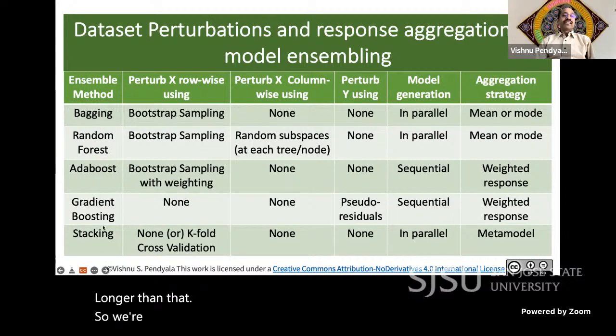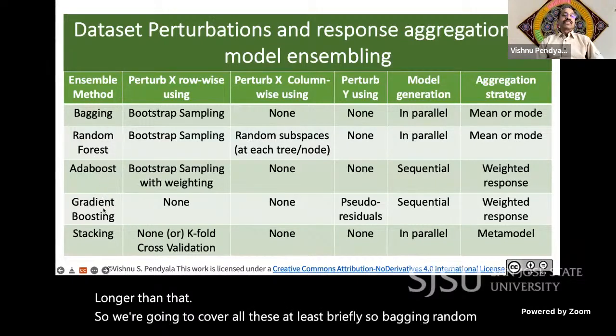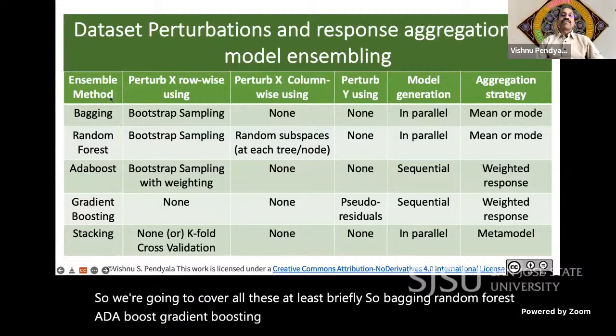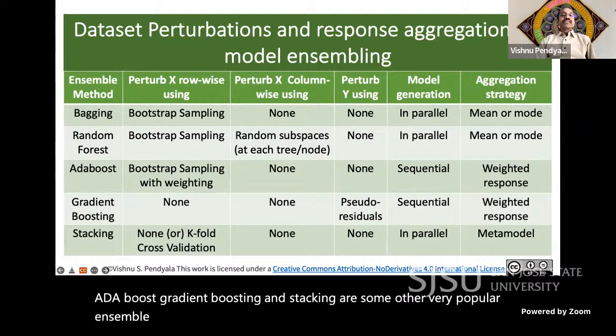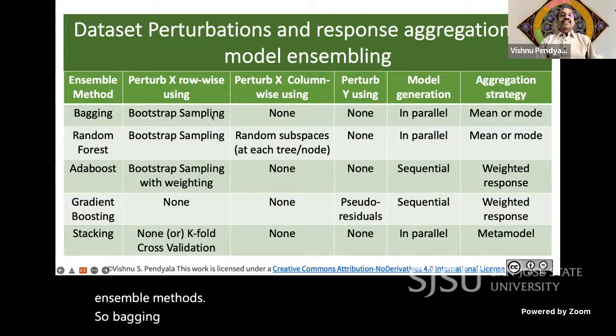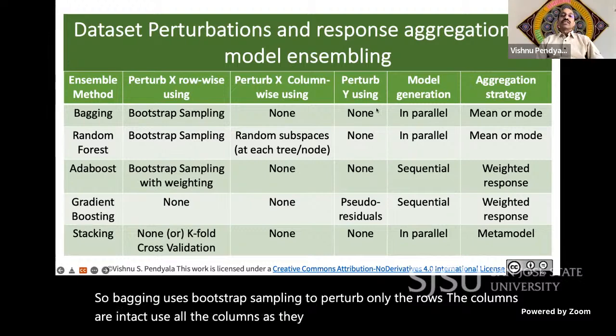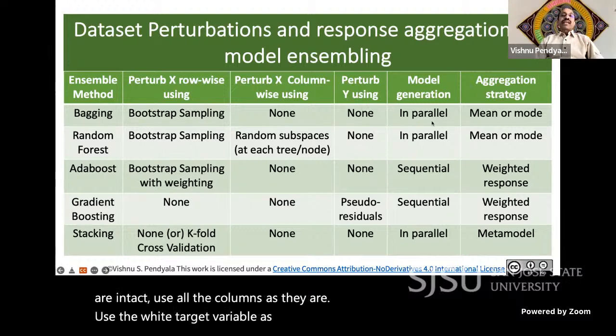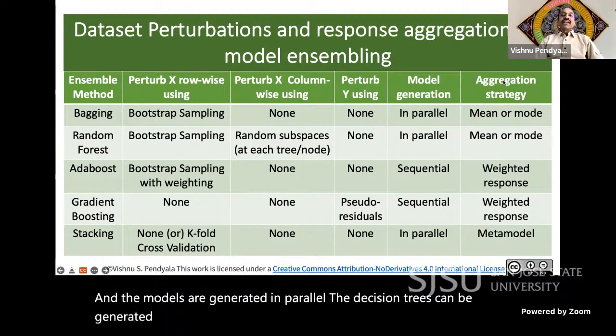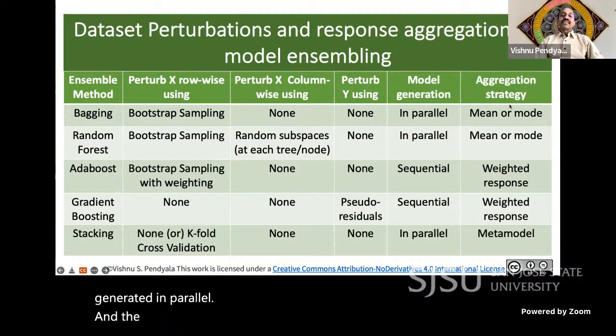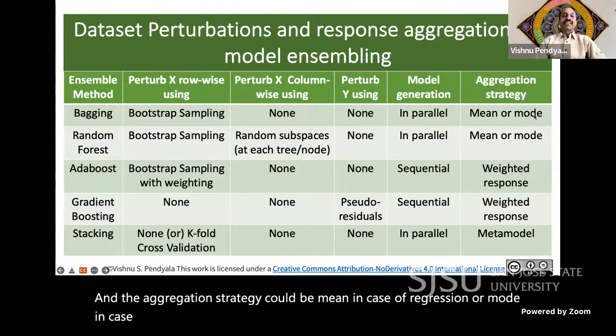So we're going to cover all these at least briefly. Bagging, random forest, Adaboost, gradient boosting, and stacking are some of the very popular ensemble methods. Bagging uses bootstrap sampling to perturb only the rows; the columns are intact. You use all the columns as they are. You use the Y target variable as it is. And the models are generated in parallel. The decision trees can be generated in parallel. And the aggregation strategy could be mean in case of regression or mode in case of classification. So that is the idea behind bagging.